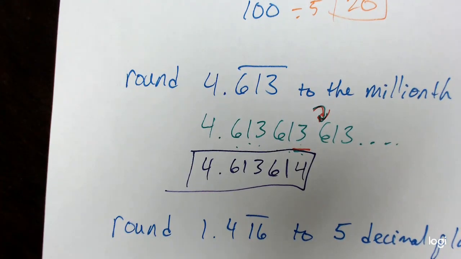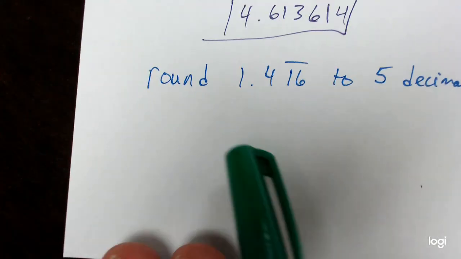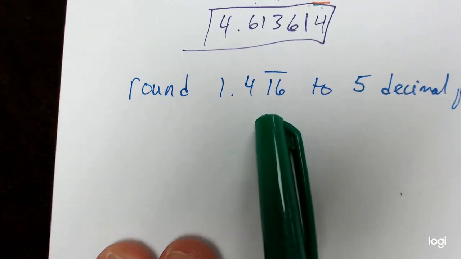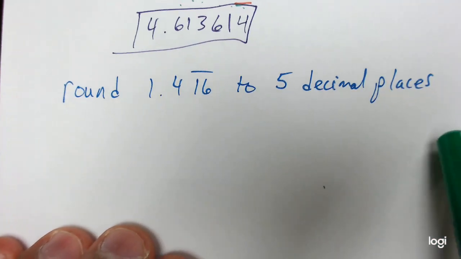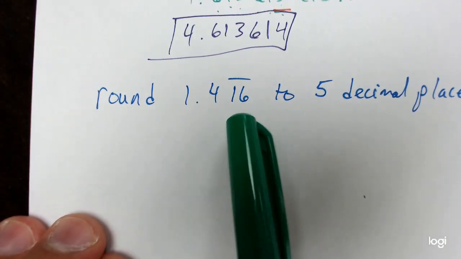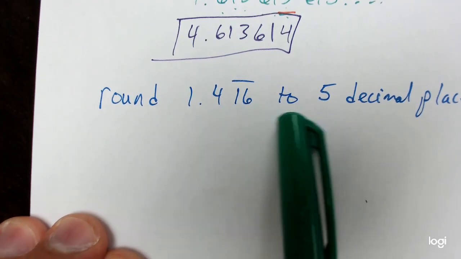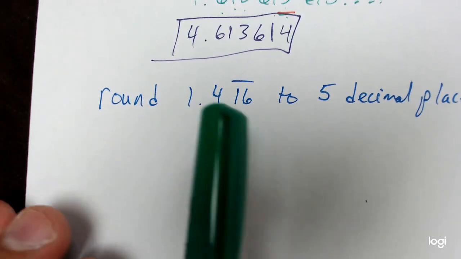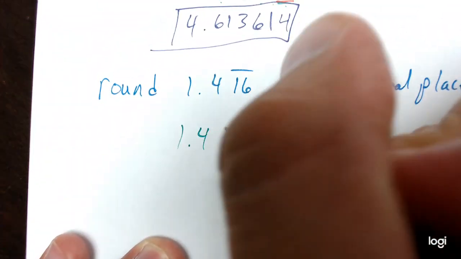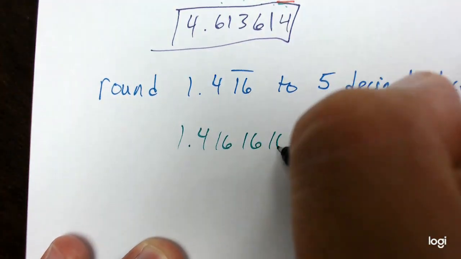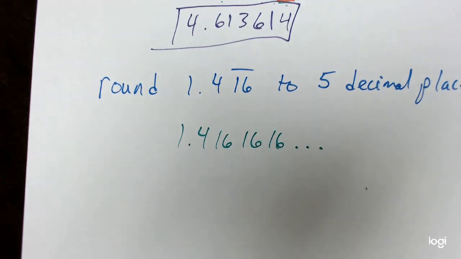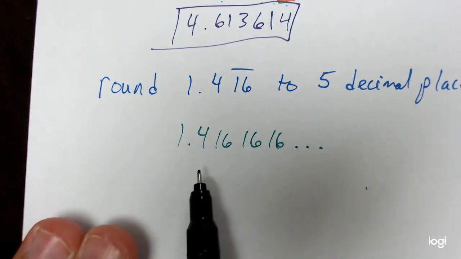Great, let's do one more. So now we have round 1.416 thousandths, 16 repeating, to 5 decimal places. Now notice I only said 16 repeating. 16 is the only number that repeats. It's not the 4, because the 4 does not have the line over it. So what this will turn into is 1.4161616, etc.